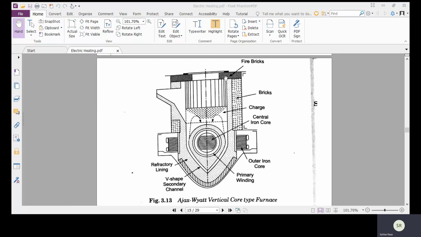Here in the upper part, there are bricks. We put the charge from here. This one and this one are all the cores. This one is the primary winding. This one is the V-shaped secondary channel. This one is the spout from where we can get the molten metal. So this is the shape of the vertical core type induction furnace.